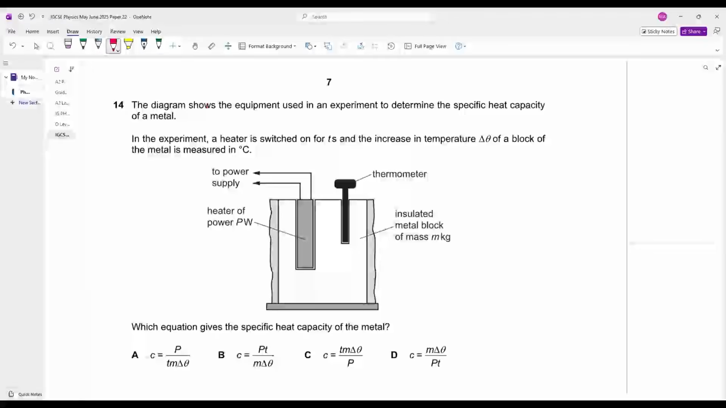The diagram shows the equipment used in an experiment to determine the specific heat capacity of a metal. Okay. In an experiment, the heater is switched on for time t seconds and the increase in temperature delta theta of a block is measured in degrees centigrade. Which equation gives the specific heat capacity of the metal?